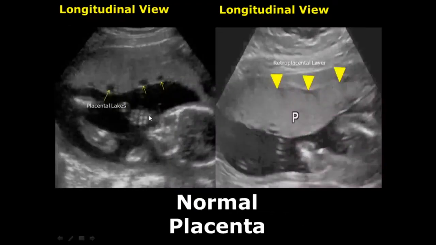Here you can see small hypoechoic areas inside the placenta. These are venous lakes or placental lakes. These are normal occurrences, and you may also notice a hypoechoic layer behind the placenta. This is known as retroplacental layer.